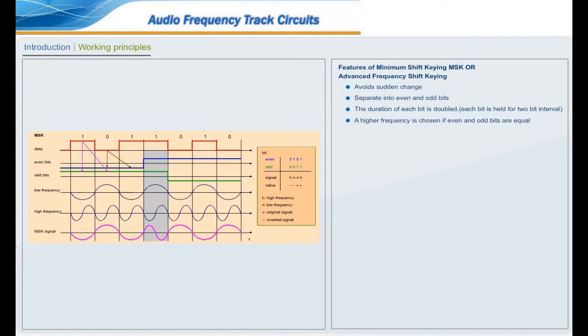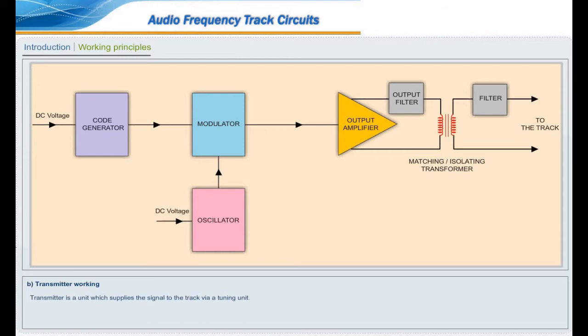Transmitter working. Transmitter is a unit which supplies the signal to the track via a tuning unit. Transmitter consists of oscillator, frequency generator, modulator, amplifier, and filter. When power supply unit feeds DC supply to oscillator, the oscillator generates basic carrier frequency. The output of oscillator card is modulated in the modulator by feeding carrier frequency and digital data signal to FSK or MSK modulator. FSK or MSK modulator generates output of higher frequencies and lower frequencies with reference to digital data signal.